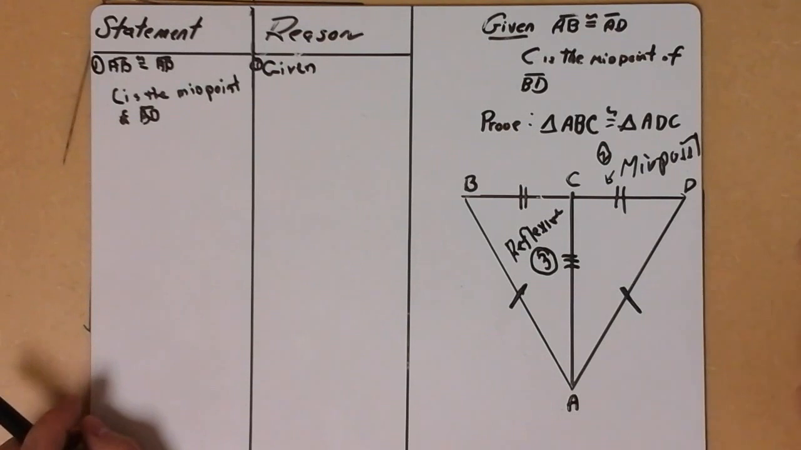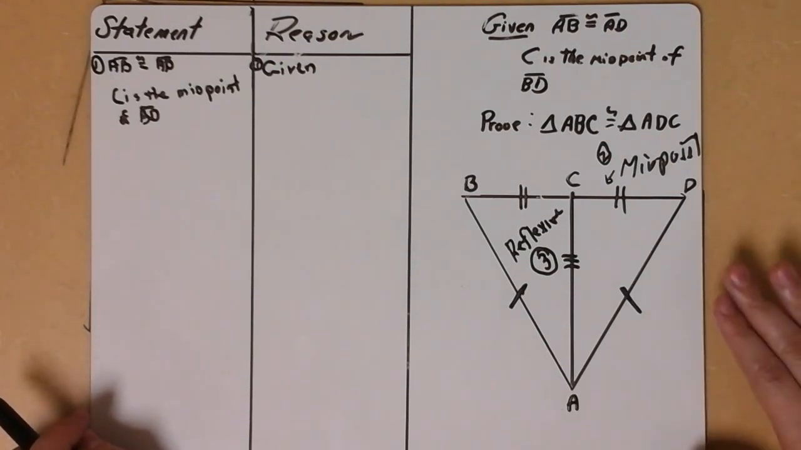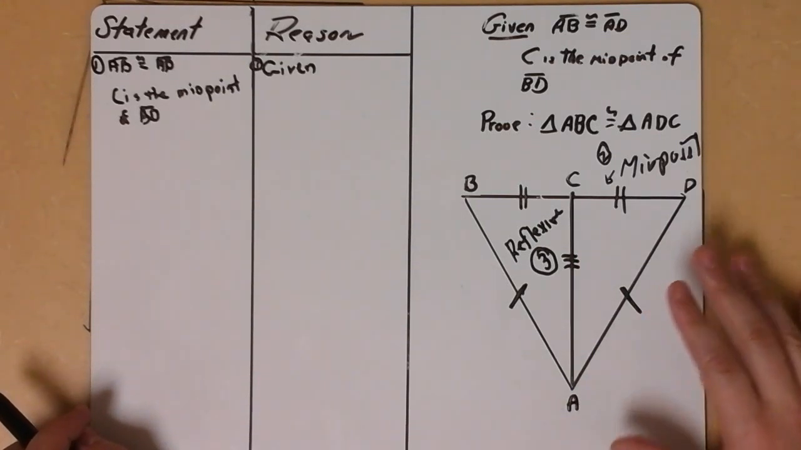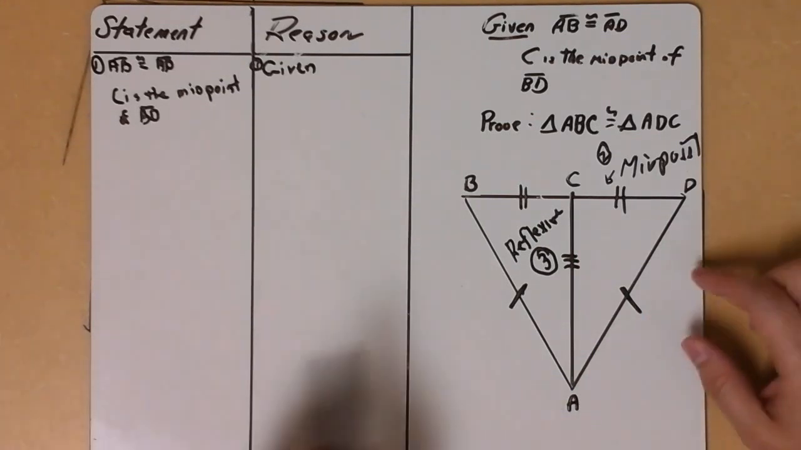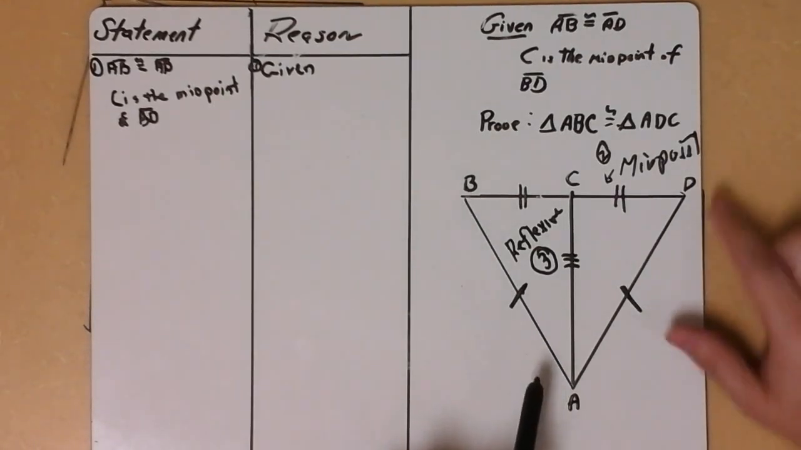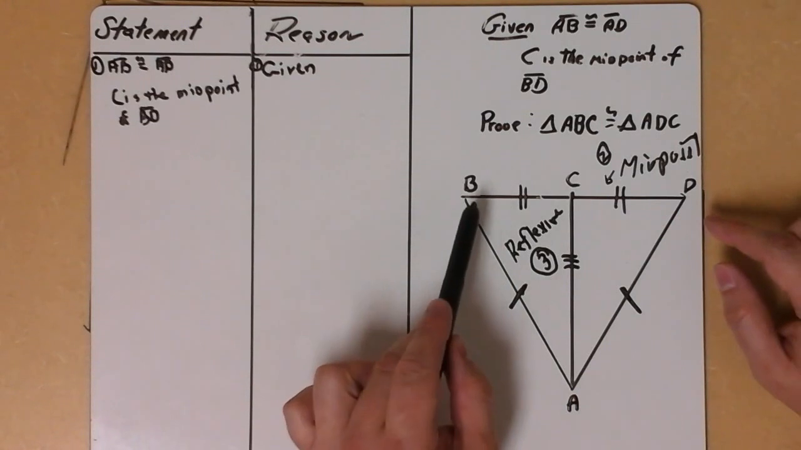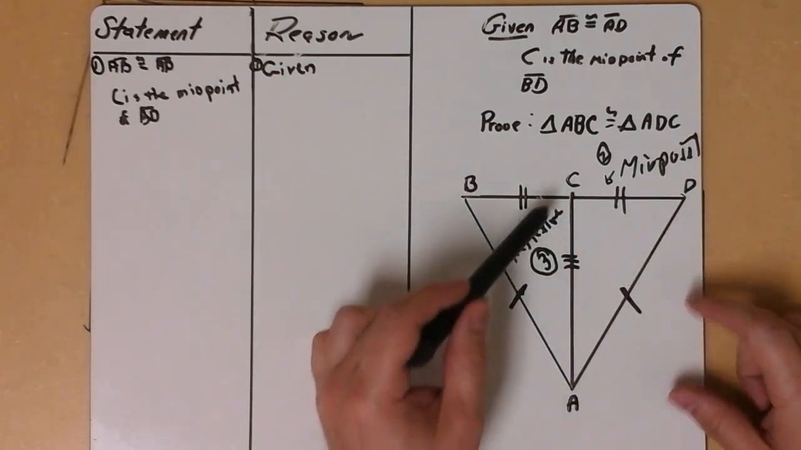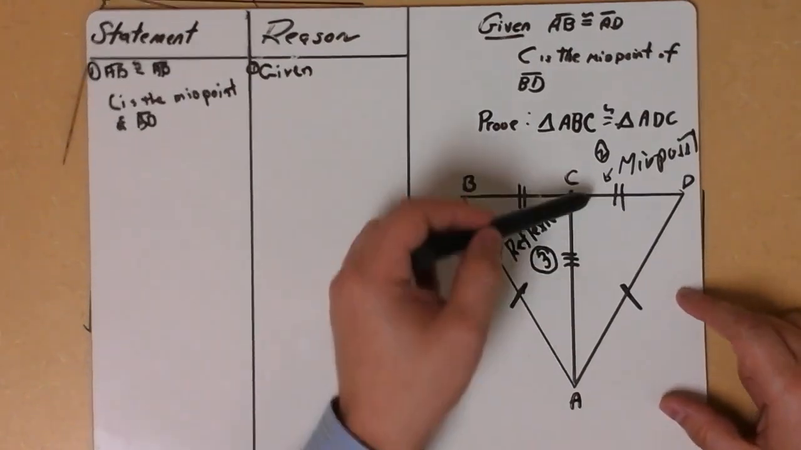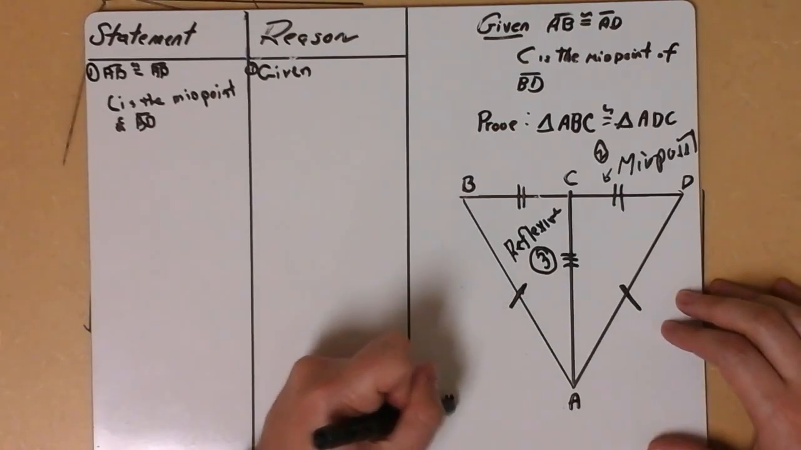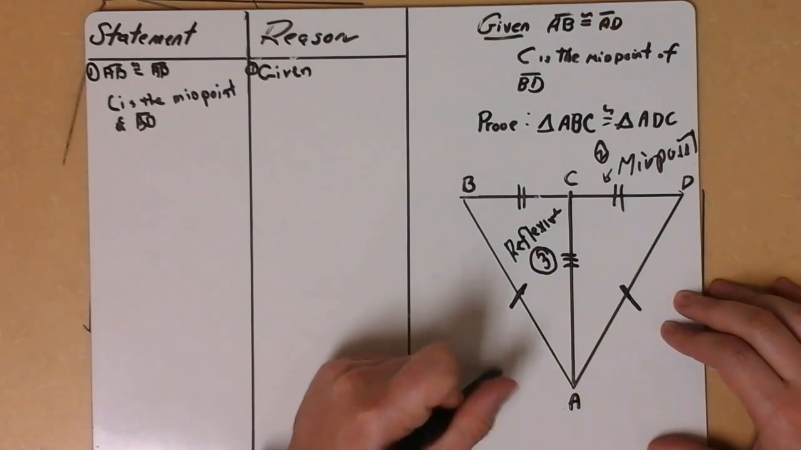Okay, now I can state with the evidence that I have that the triangles are congruent by side, side, side. Because side BA is congruent to side DA. Side BC is congruent to side DC. And then side CA is congruent to side CA. So that was the 3 sides I was able to list. So that means I have side, side, side congruency. So I'm going to make a note of that.